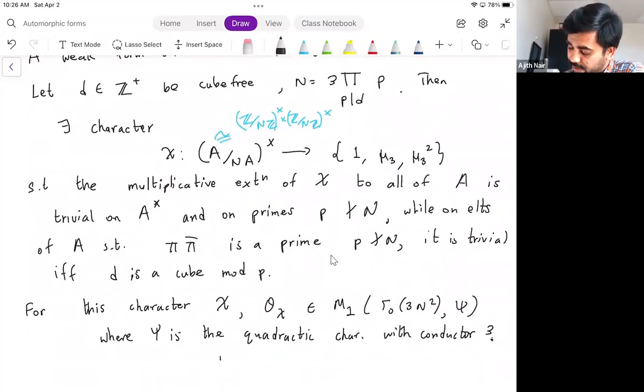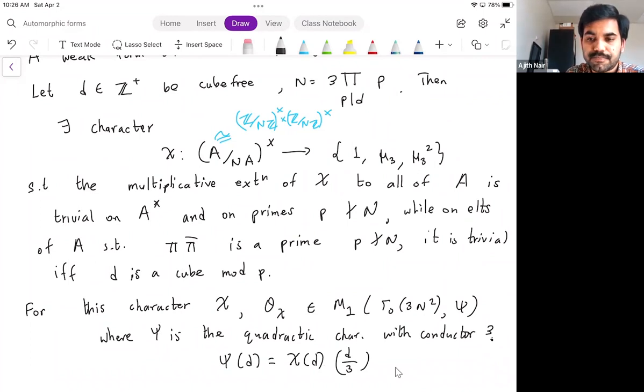So psi was defined as you take this character chi and then multiply by the Legendre symbol. So the conductor of this psi will be 3. Psi is not going to be primitive because this is modulo 3N squared. So psi is mod 3N squared. And then finally, we get what we want.